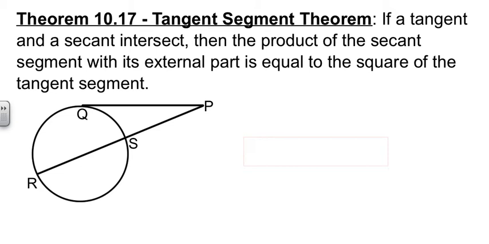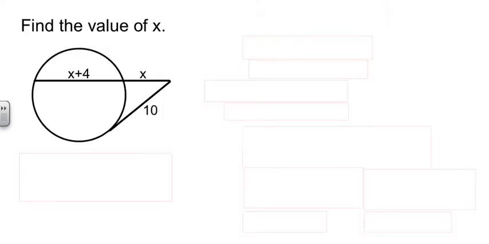Now, part of this theorem works the same way. You'll get the whole secant times the outside part. With the tangent part up here, it's just the tangent part squared. All right, this is kind of a special case of the previous theorem. So it's the whole segment times the outside equals the tangent part squared. So let's hammer through one of these so that you see how that works.